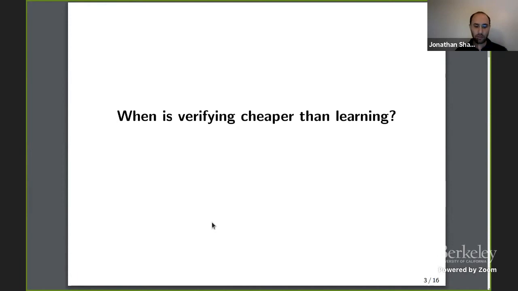We're all familiar with the idea that for some computational tasks, finding a solution can be a lot harder than verifying a solution provided by somebody else. But what about supervised machine learning? Are there supervised machine learning tasks where finding a good hypothesis is a lot harder than verifying a hypothesis provided by somebody else? And of course, we're interested in knowing, when is that the case? How big can the gap be between learning and verifying, and so on?